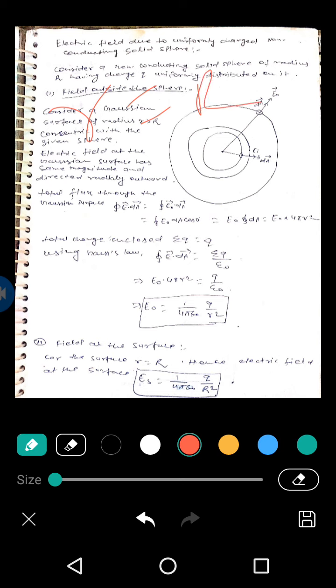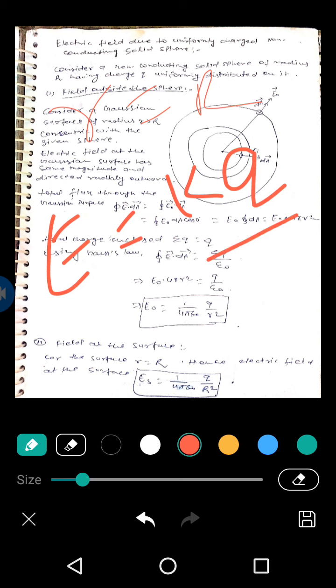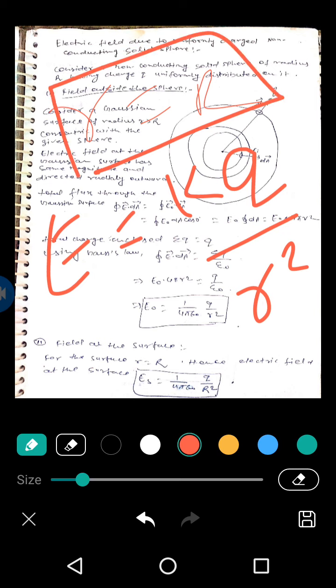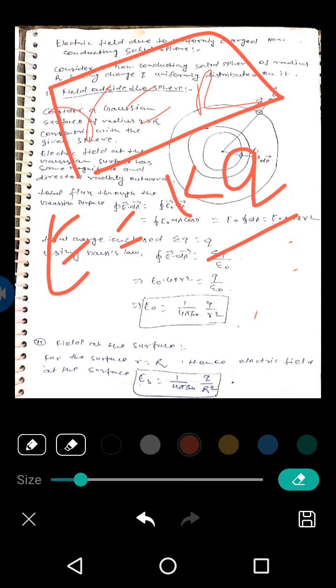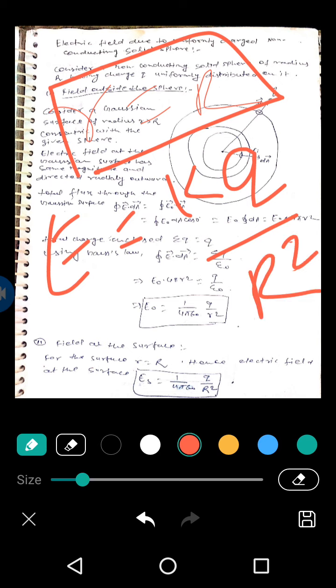That's why the electric field at the surface E equals KQ upon r square. This is the electric field outside. When we have to find the electric field at the surface, put a small r equal to capital R. That's why it becomes KQ upon R square. This is the electric field at the surface.